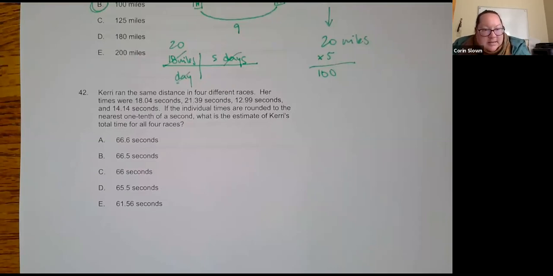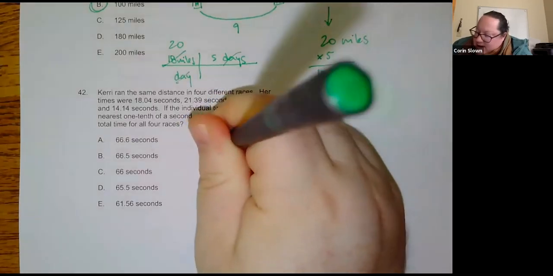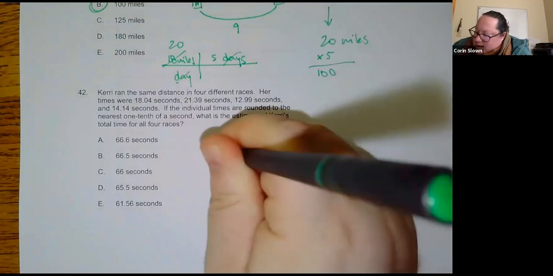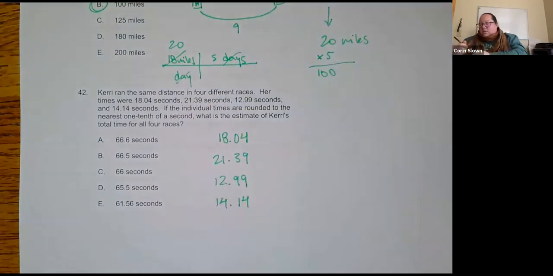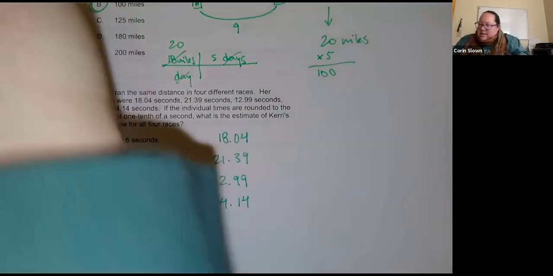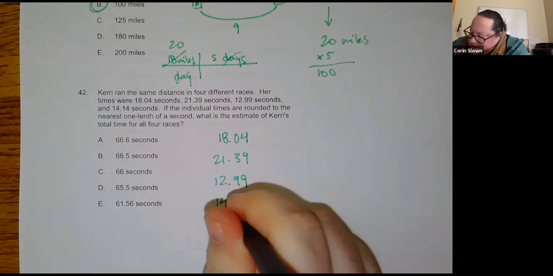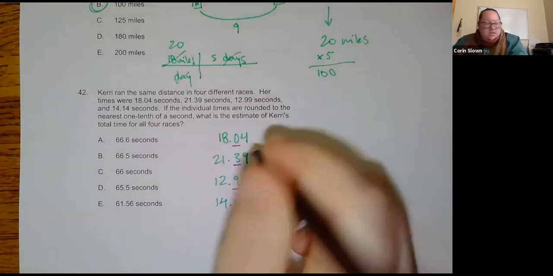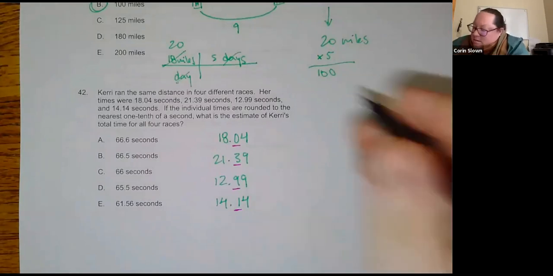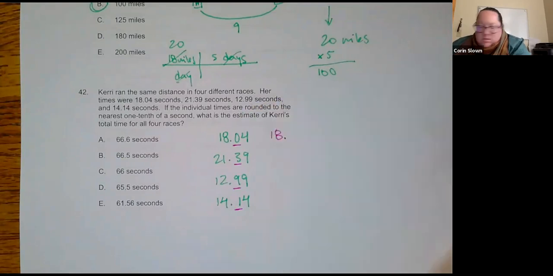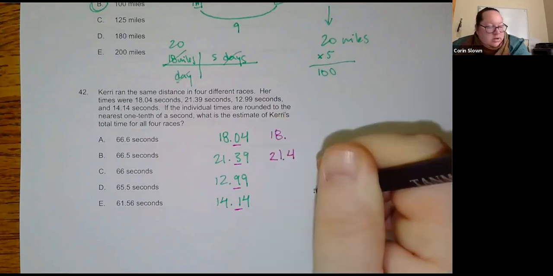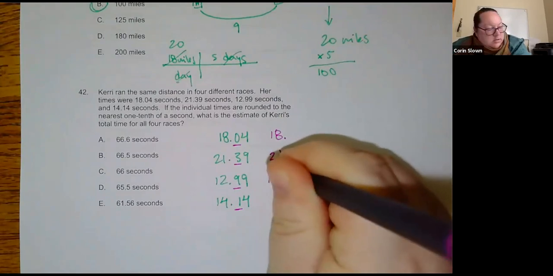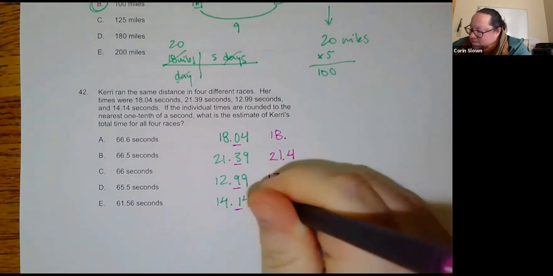Okay, so let's think about this. It said the individual times are rounded to the nearest 1/10. So let's write out our times. We have 18.04, 21.39, 12.99, and 14.14. The instructions are that we have to round to the nearest 1/10, so the 10th place is right here. Rounding, 18.04 is just going to be 18. 21.39 is going to be 21.4. 12.99 is going to be 13.0. And 14.14 is going to be 14.1.